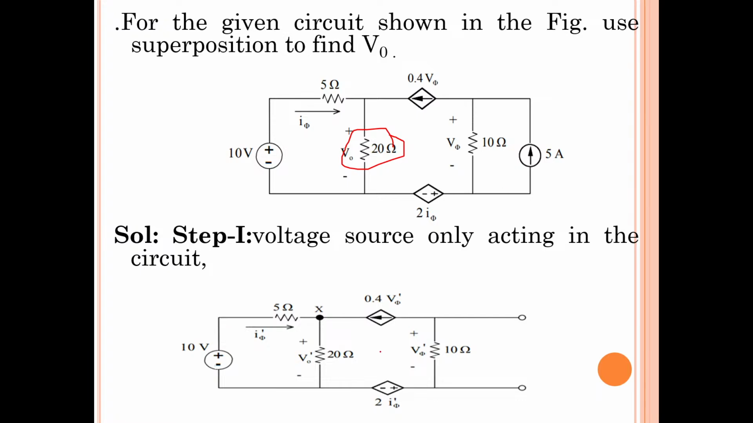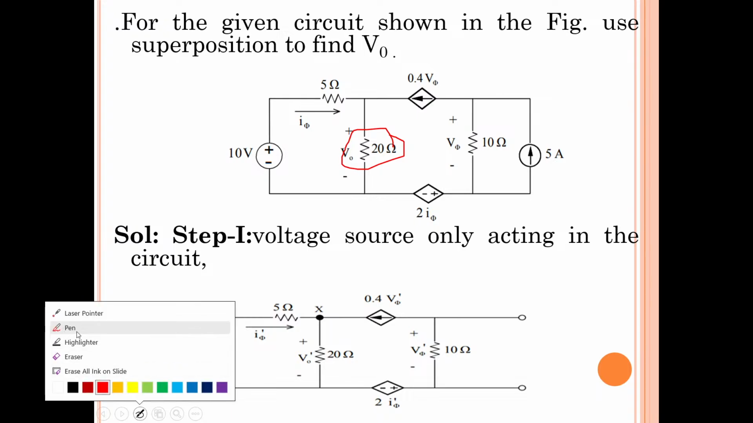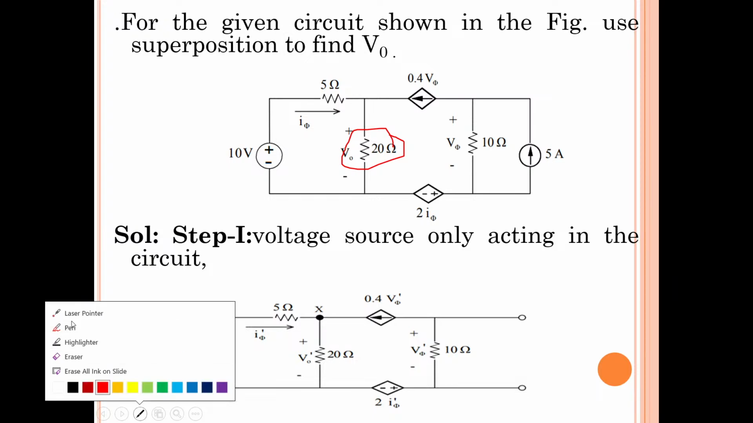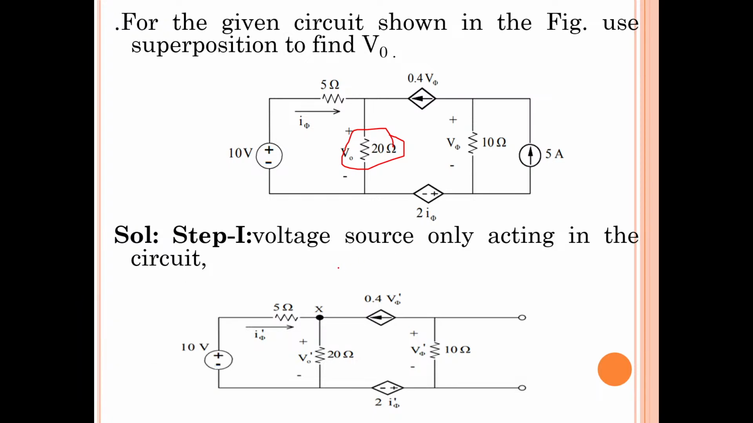So step 1, voltage. Here we are considering only the independent voltage source acting in the circuit, that is 10 volts. So what should we do? We should open circuit or short circuit the current source.